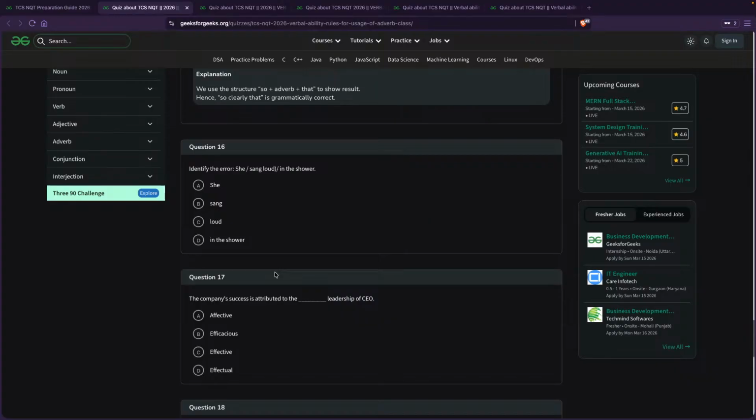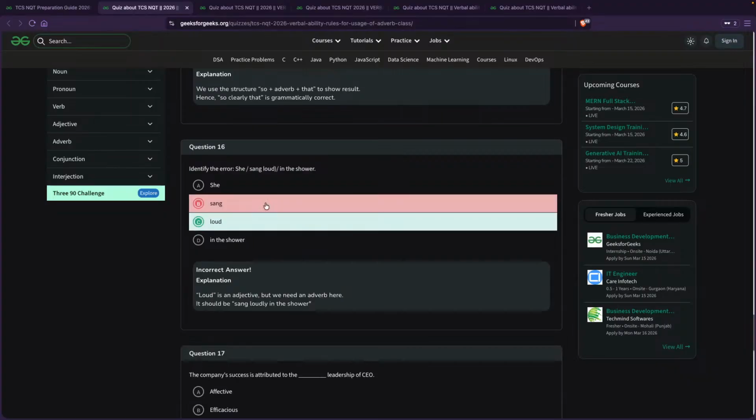I think this is past tense. Then "she sung" will be the right answer. I think "sang" is the wrong choice here. No, "loud" is an adjective, but we need an adverb here. It should be "sang loudly in the shower." The adverbs emphasize the verbs.